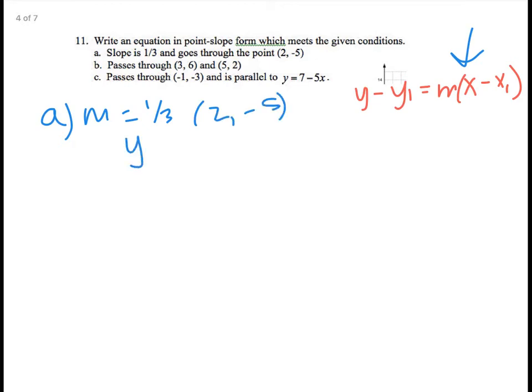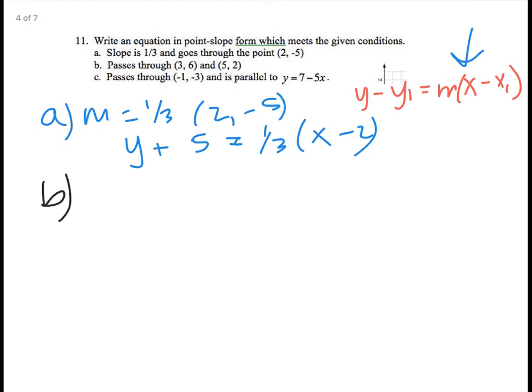So I'd have y minus a negative 5 is equal to our m, so 1/3 times x minus 2. And then a lot of you are like, wait a second, should we go back and change that? Yeah, that'd become y plus 5. So if you want to erase that one there, you're good.